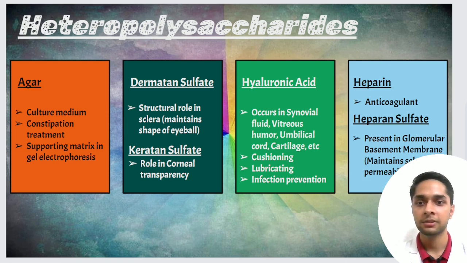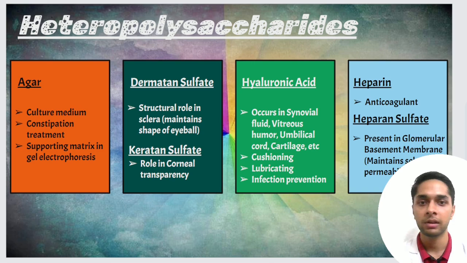Dermatan sulfate plays a structural role in the sclera and maintains the shape of the eyeball. Keratan sulfate is present in the cornea and plays a role in corneal transparency. Hyaluronic acid occurs in synovial fluid present between the joints, vitreous humor of the eye, umbilical cord, and cartilage. It provides a cushioning and lubricating effect along with preventing infections.